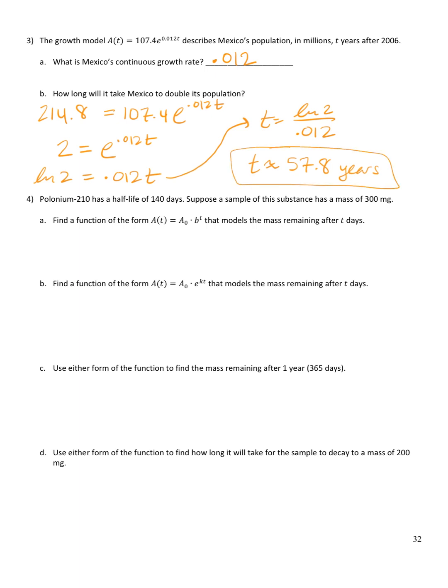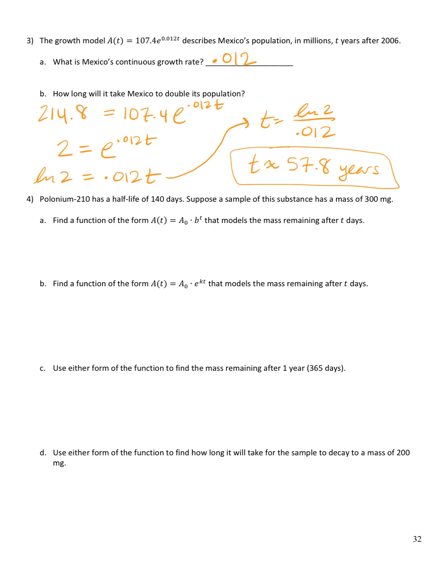Number 4, polonium-210 has a half-life of 140 days. Suppose a sample of this substance has a mass of 300 milligrams. Find a function of the form A of t equals A naught times b to the t that models the mass remaining after t days.